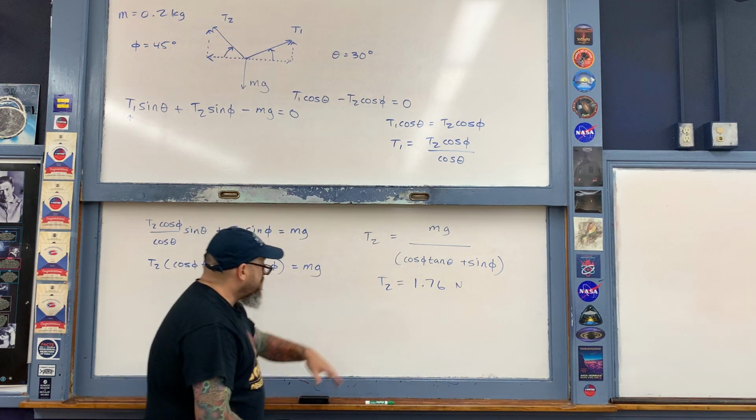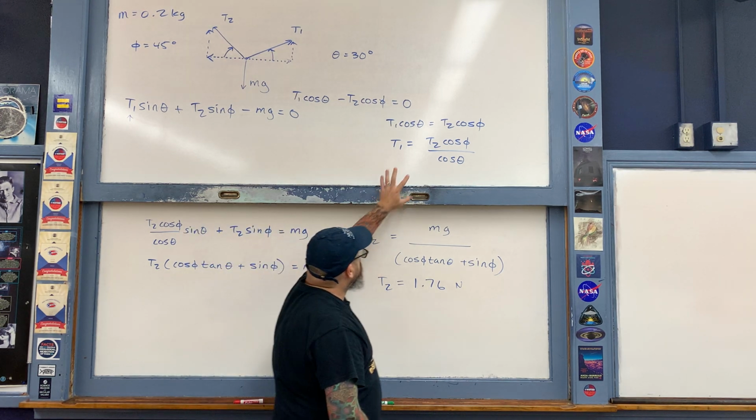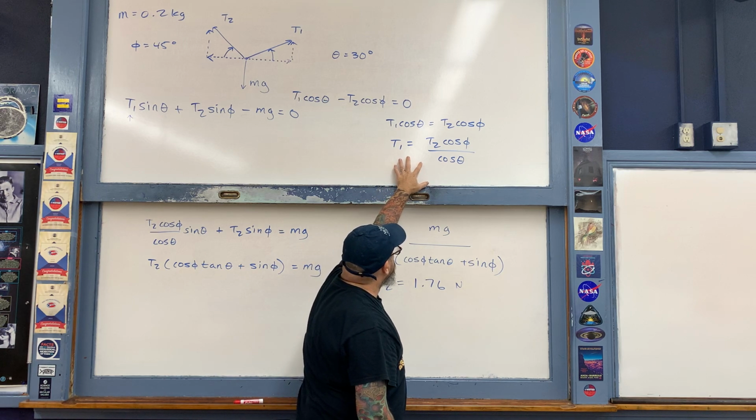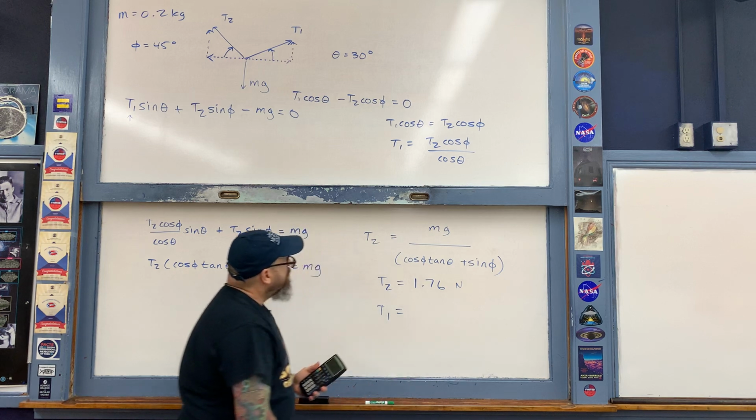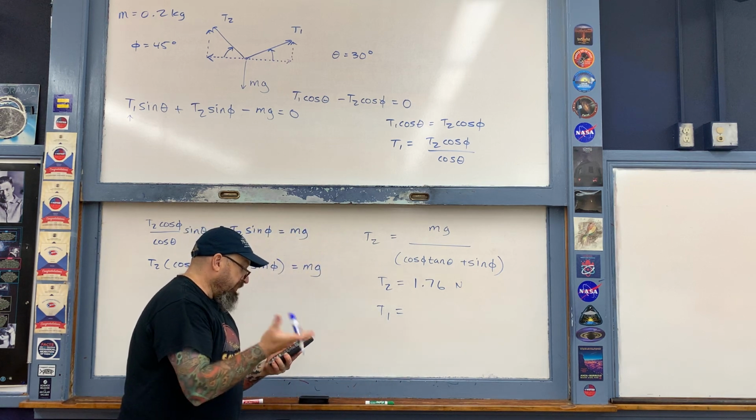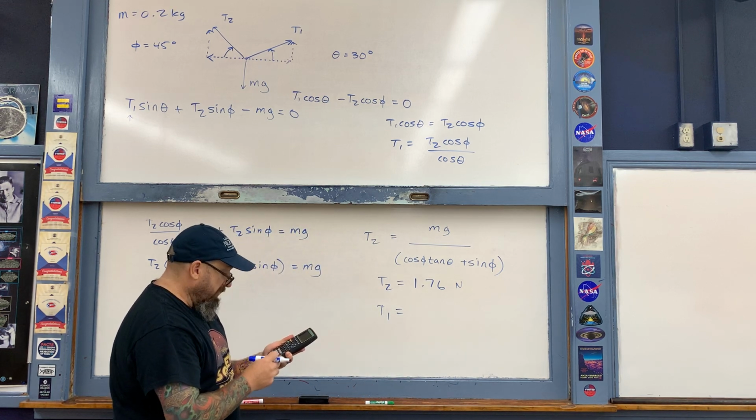Okay, now that I have this value of T2, let's then go up to here and plug it into the expression for T1. And now let's go ahead and calculate that as well. All right, so T2 cosine phi. So I still have the value of T2 here in my calculator.